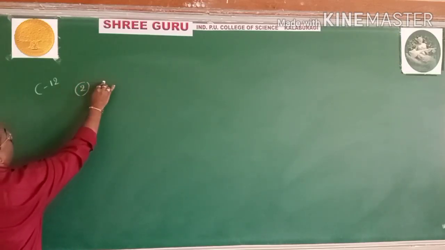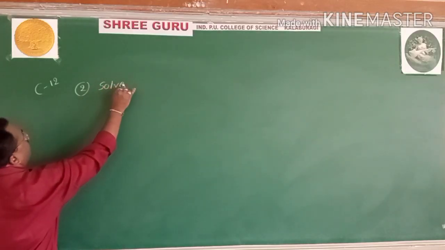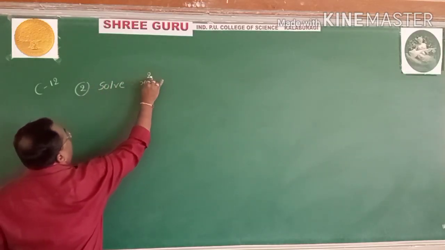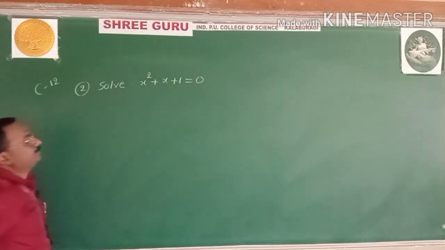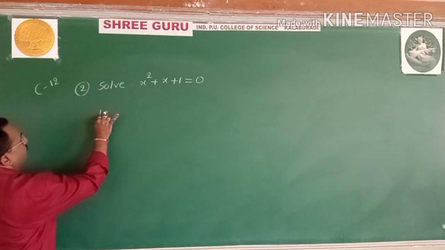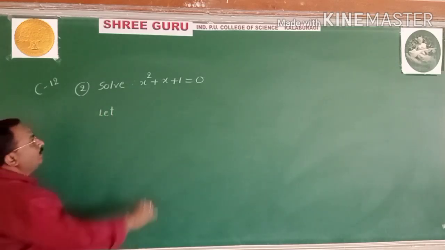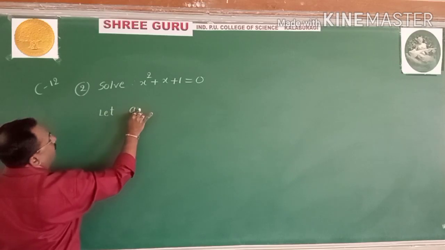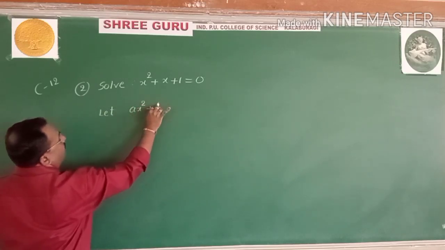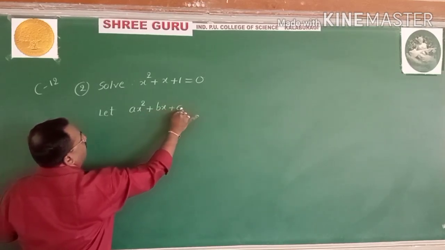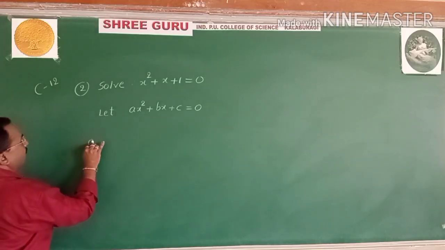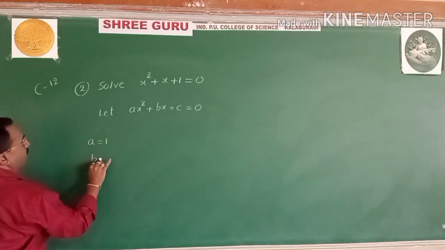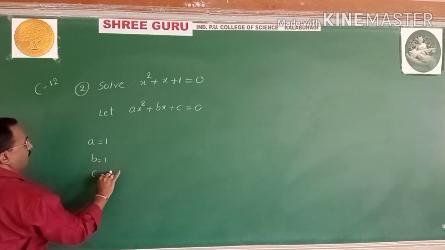Next, example number 2: solve x square plus x plus 1 is equal to 0. Solution: let ax square plus bx plus c is equal to 0. Here a is what? a is equal to 1, b is equal to 1, c is equal to 1.